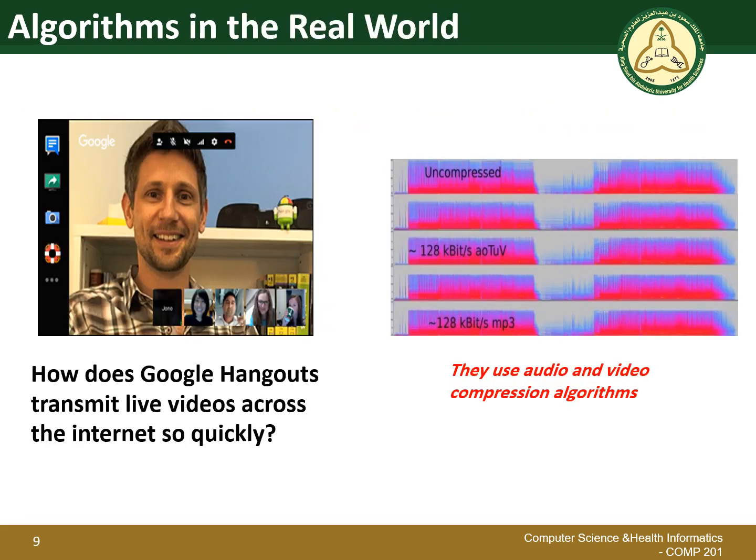In the real world, in our daily life, we are surrounded by algorithms. In fact, the algorithms make the technologies work. ما في شيء يشتغل بدون algorithms. Examples اللي عندنا هنا مثلا when you are watching a video across the internet, you are using hundreds of algorithms. مثال you are using audio and video compression algorithms. الغرض من هذه algorithms to reduce the size of the data, and therefore the transmission of the data will be much faster.